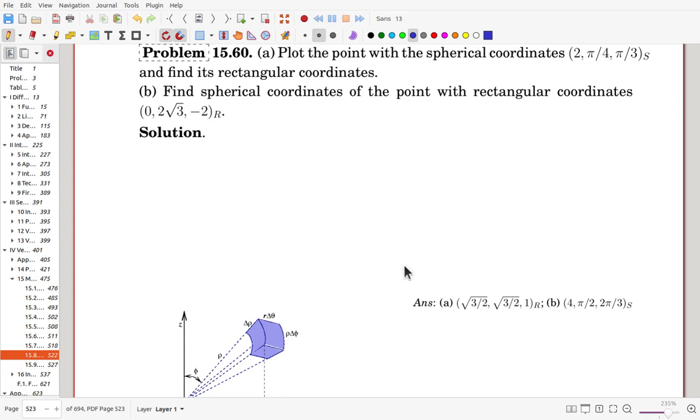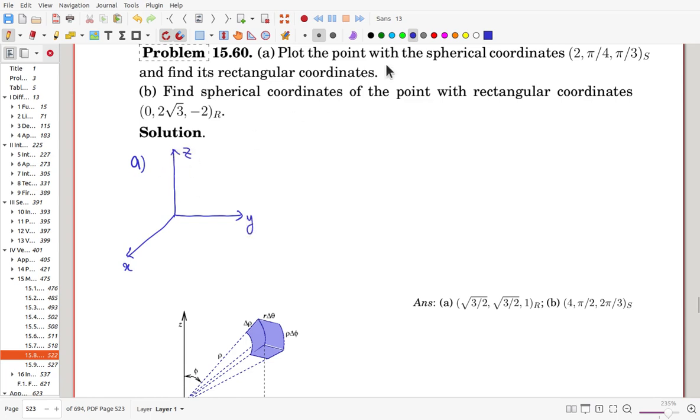Plot the points with the spherical coordinates. Let's try to plot the point and find the rectangular coordinates. For part A, we start with the coordinate system. There's the x direction, the y direction, the z direction.